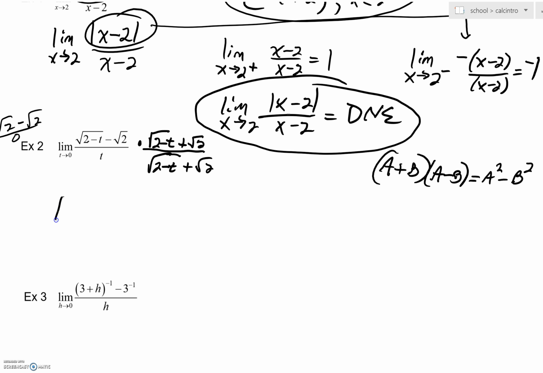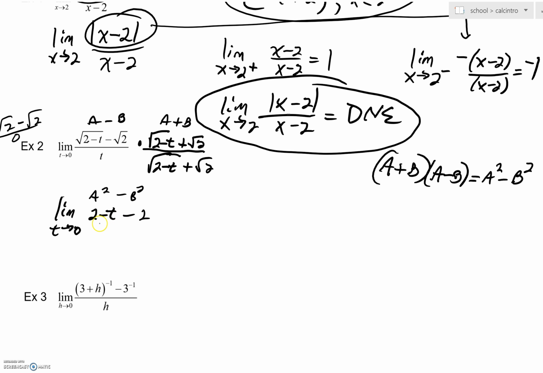So, as we work down here, up on top, I've got a minus b, and here's a plus b. What does a minus b times a plus b equal? A squared minus b squared. What's a squared? 2 minus t. I'm going to get rid of my radical. Hey, what's b squared? Just a 2. If b is radical 2, when I square that, don't I just have a 2?